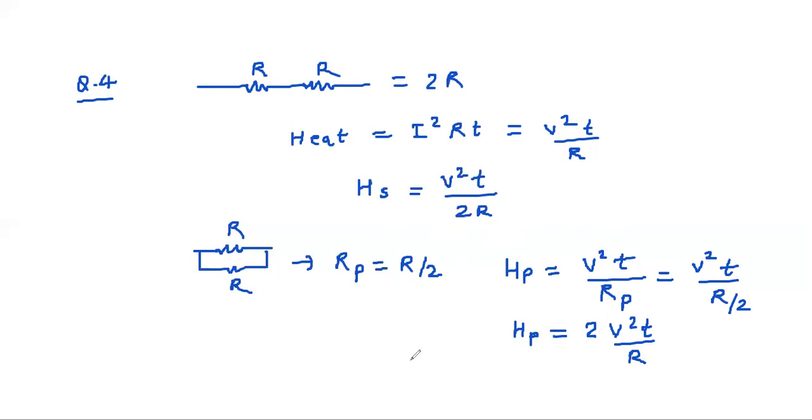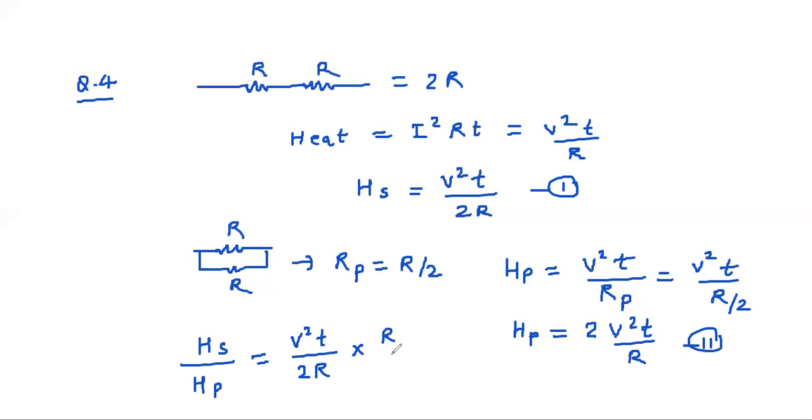So we have to find out the ratio of heat produced in two cases. So heat in series, this is heat in series, and this is heat in parallel. So heat in series to heat in parallel will be a ratio of the two, V square T divided by 2R and multiplied by R divided by 2V square T. So we will get ratio 1:4, which is our answer. Thank you.